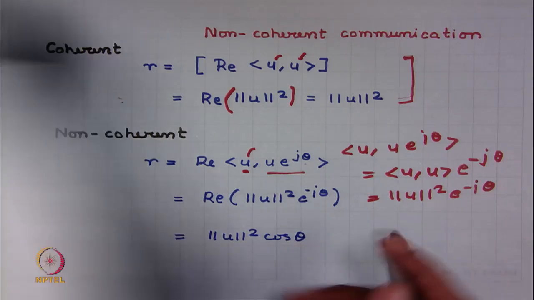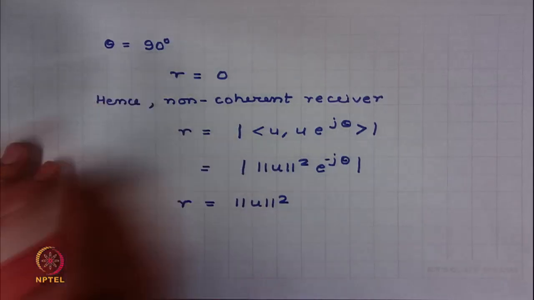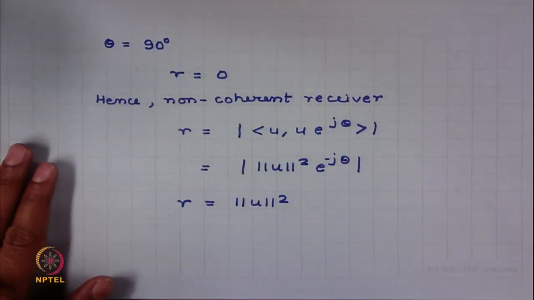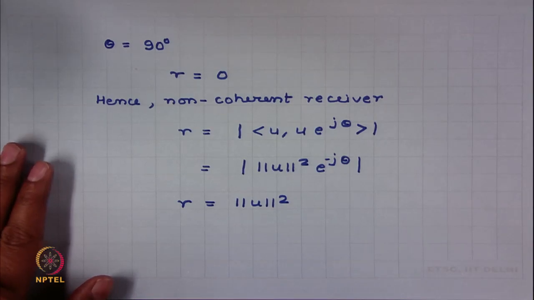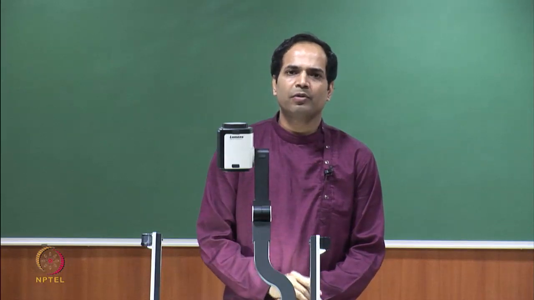Now theta can be anything, and to make our life worse, if this theta is 90 degrees, then r is 0 and hence everything is lost. Thus the performance of a receiver degrades when there is a certain phase offset. Frequency offsets also result in phase offsets in some sense.